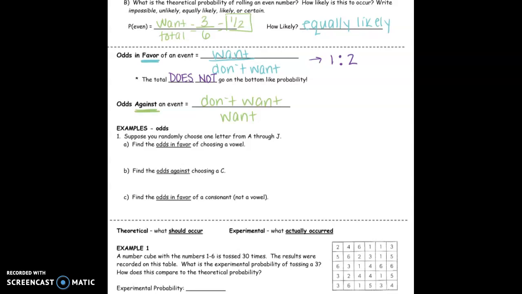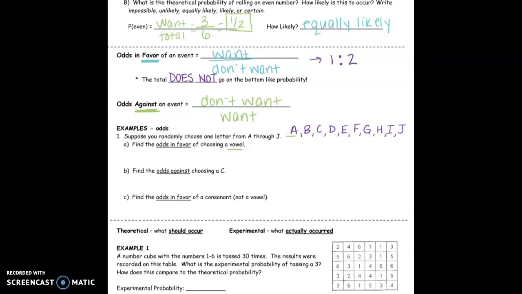So let's look at this example. It says, suppose you randomly choose one letter from A through J. So let's write those letters out. A, B, C, so we have all of our letters. It says find the odds in favor of choosing a vowel.